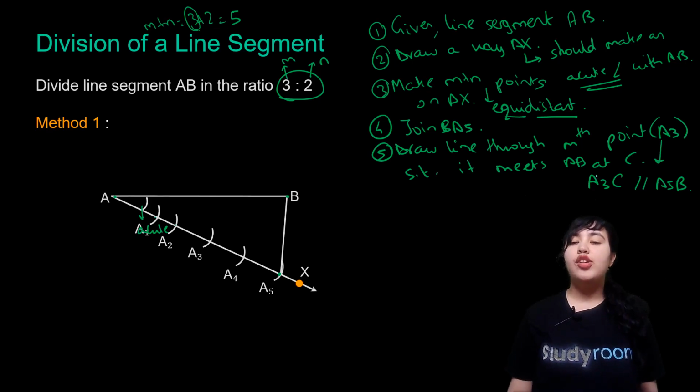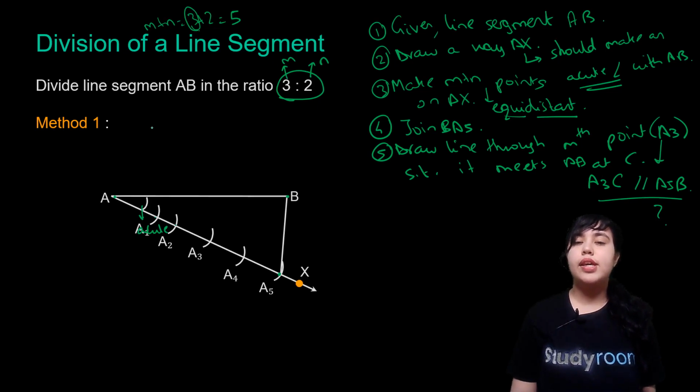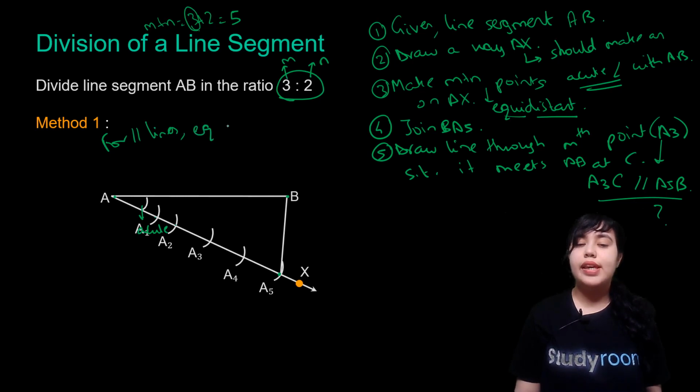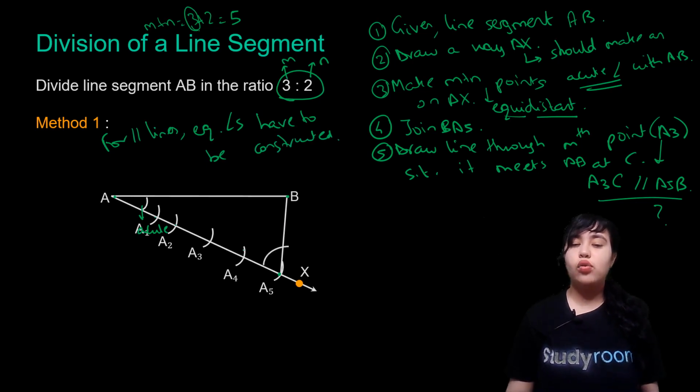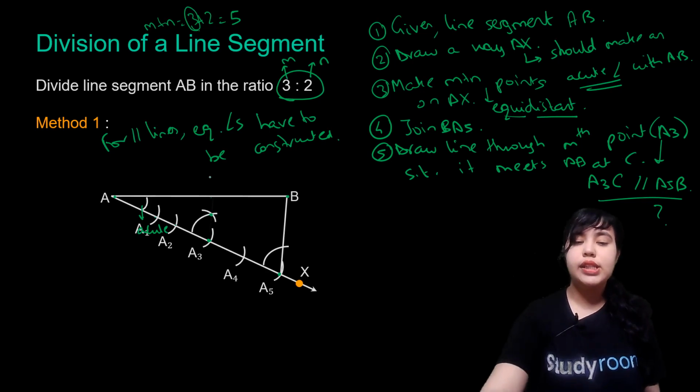Now for that, how do you make parallel lines? For parallel lines, equal angles have to be constructed. So you just measure this angle over here, A5B, and after measuring this angle, you have to make the same angle at A3. You cut that arc over here, and then the point where the two arcs are intersecting, you join them and extend this till AB, such that over here it becomes point C, like this.